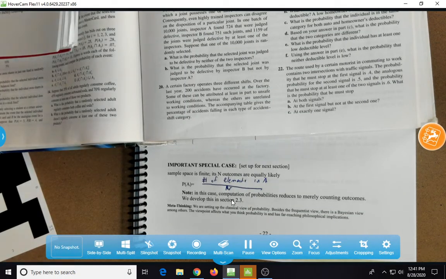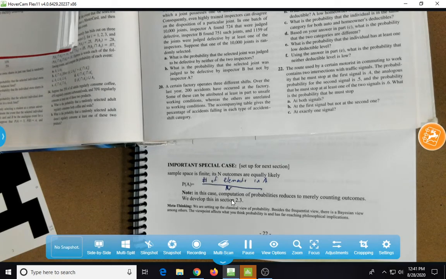Of this for this computation. And so really, computation will just end up being counting outcomes. So we're really setting up the classical view of probability, that there are things that are equally likely to happen, like rolling the dice, flipping a coin, drawing a card.